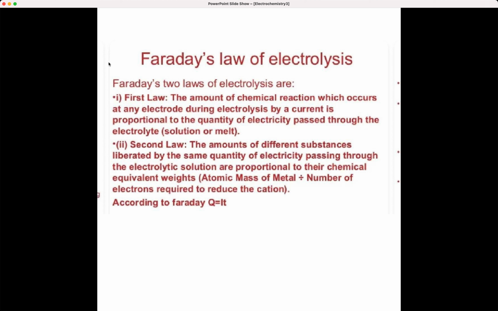Now we will go through Faraday's laws of electrolysis. Faraday's 2 laws of electrolysis. The first one is that the amount of chemical reaction which occurs at any electrode during electrolysis by a current is proportional to the quantity of electricity passed through the electrolyte. The second law says that the amounts of different substances given out by the same quantity of electricity passing through an electrolytic solution are proportional to their equivalent weights, that is, atomic mass of the metal divided by the number of electrons required to reduce the cation. So according to Faraday, Q is equal to I t. This is a very simple equation which is used to solve certain sums based on Faraday's law.